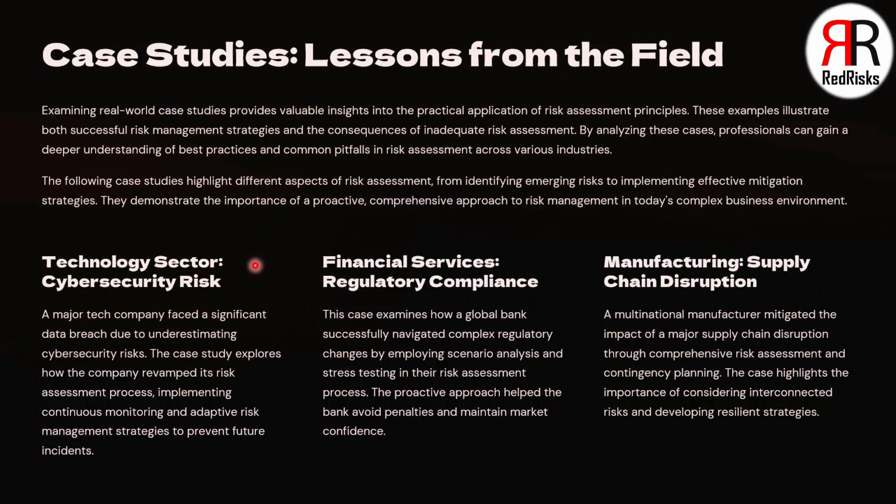In the technology sector, a company addressed cybersecurity threats by revamping its processes with continuous monitoring and adaptive strategies. In the financial sector, a global bank used scenario analysis and stress testing to navigate regulatory changes. Meanwhile, in the manufacturing sector, a supply chain disruption was mitigated through comprehensive risk assessments and contingency planning. These examples show how proactive risk management drives resilience and success across industries.